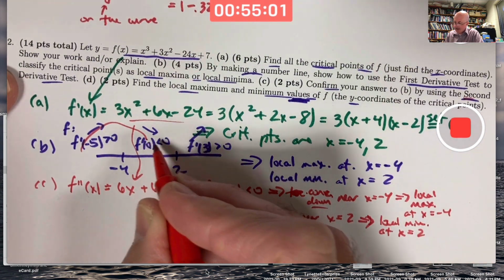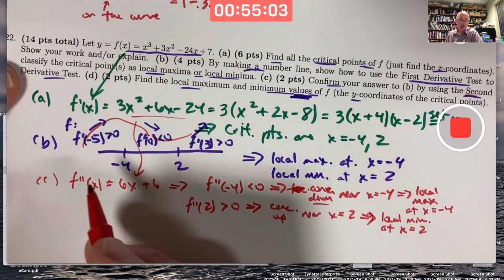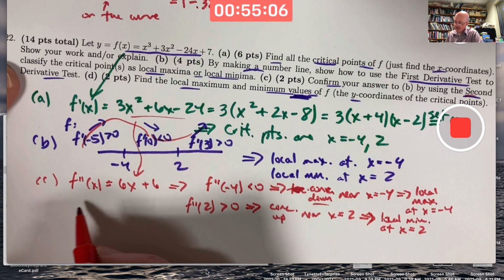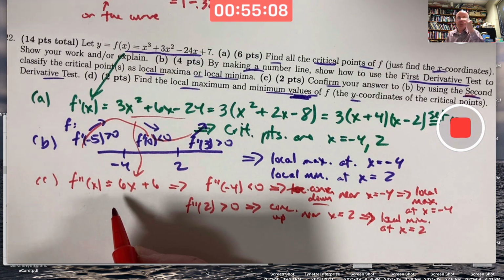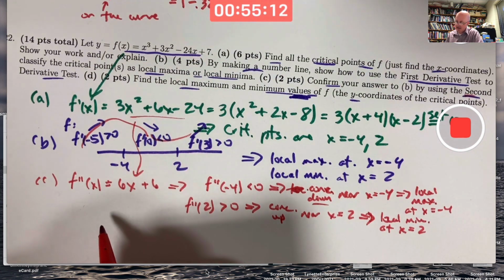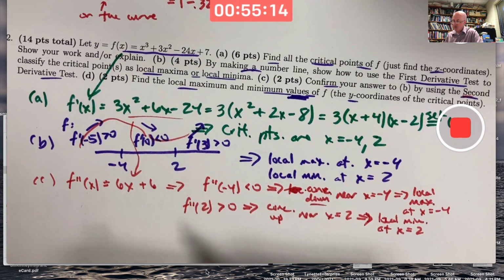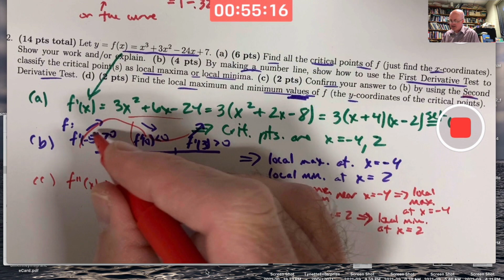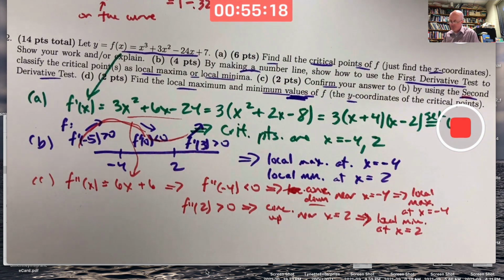The graph over here is concave up. There's an inflection point. We're not asked for that. There's an inflection point where the second derivative changes sign, which will be where this is 0, which is x equals -1, halfway between -4 and 2, is where the graph changes from concave down to concave up.